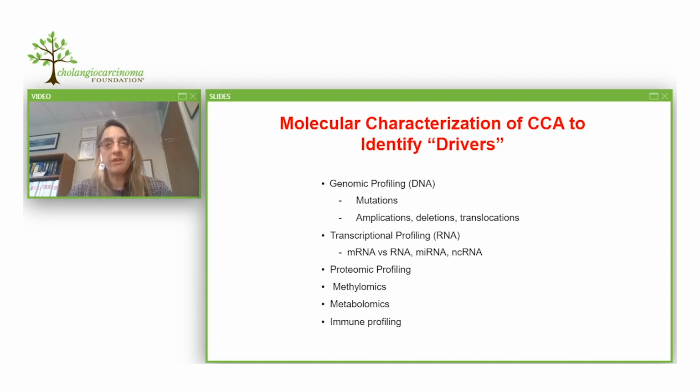When we talk about this molecular characterization of tumors, we can do this in a variety of ways. We talk a lot about genomics, looking for mutations, amplifications, deletions, or fusions, translocations. We can look at RNA, look at what gene expression changes occur, such as transcriptional profiling. We can look at protein levels. This is often referred to as proteomic profiling. Or we can look at different changes, such as methylation of DNA or tumor metabolism, and very recently, a lot of excitement around immune profiling.